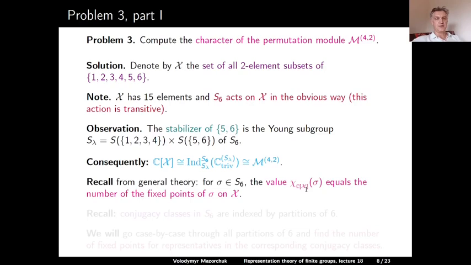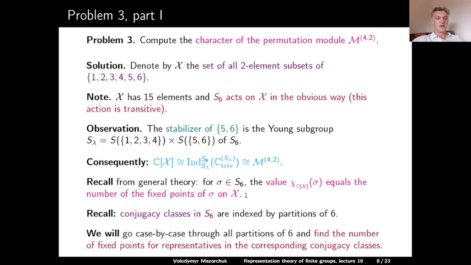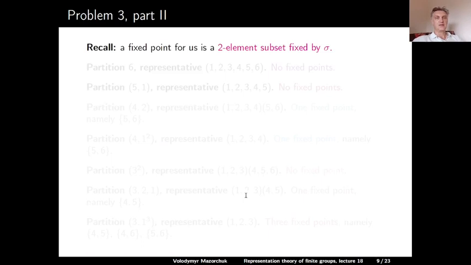Recall from the general theory that for any sigma in S6, the value of the character of our linearization CX on sigma equals the number of fixed points of sigma on X. Recall that the conjugacy classes in S6 are indexed by partitions of 6. Therefore, we can simply go case by case through all partitions of 6 and find the number of fixed points for some representative in the corresponding conjugacy class. And a fixed point for us is a two-element subset which is fixed by sigma.